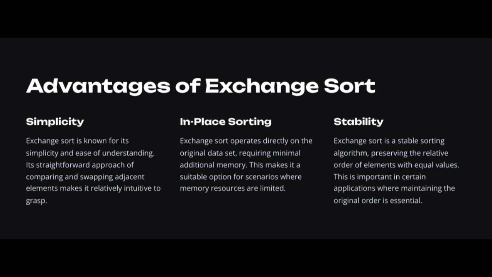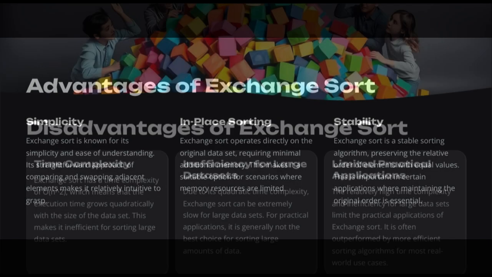In-place sorting. Exchange sort operates directly on the original dataset, requiring minimal additional memory. This makes it a suitable option for scenarios where memory resources are limited. Stability. Exchange sort is a stable sorting algorithm, meaning it preserves the relative order of elements with equal values. This is important in applications where maintaining the original order is essential.